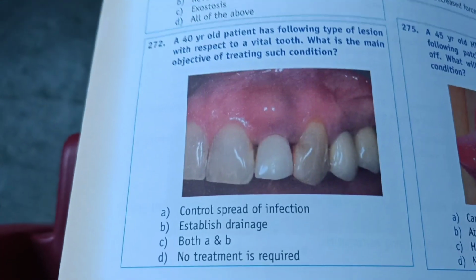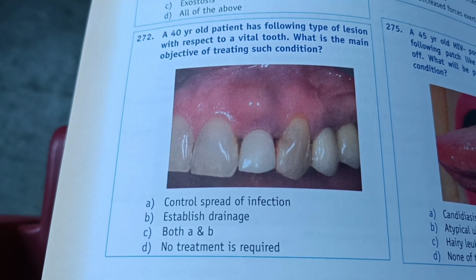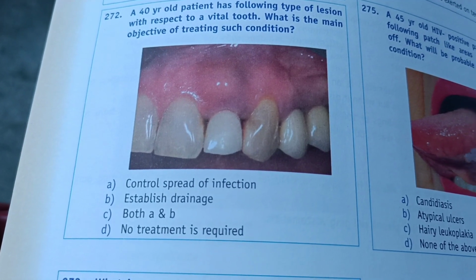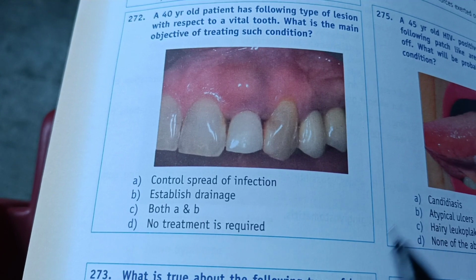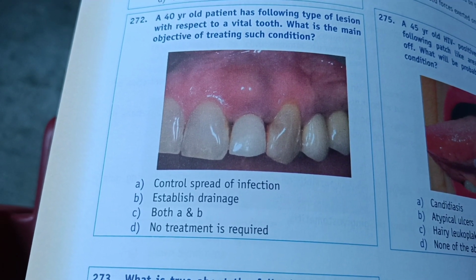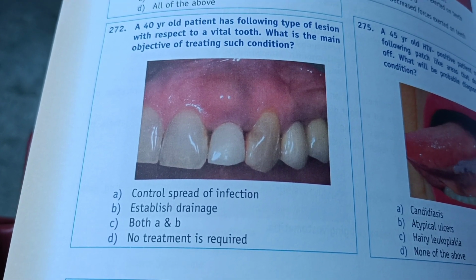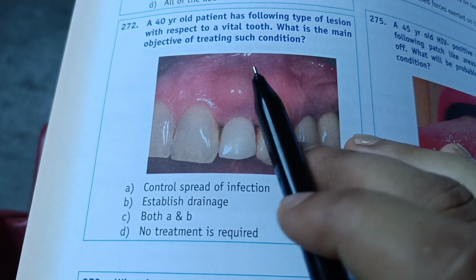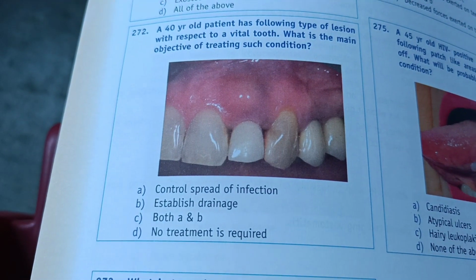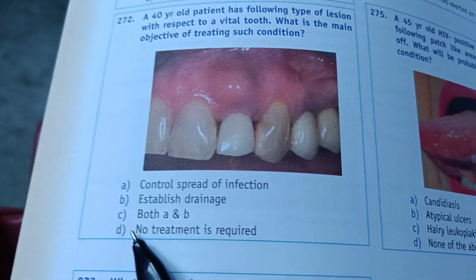Now come to the next question. Again, a 40-year-old patient has the following type of lesion with respect to a vital tooth. What is the main objective of treating such a condition? Okay, your options are: option A, control spread of infection; option B, establish drainage; C, both A and B; and D, no treatment is required. So, a 40-year-old male patient, such type of lesions are there, vital tooth is there. What is the main objective for treating such a condition? I guess option C is the right answer.